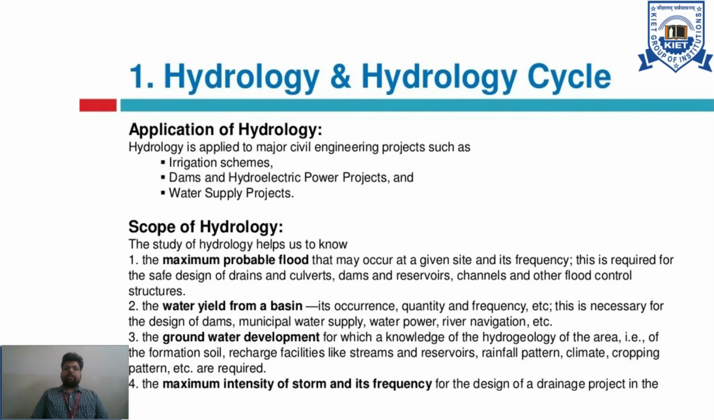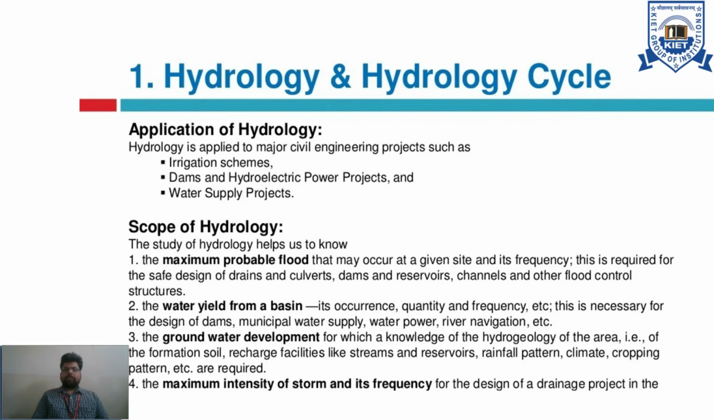Heading towards the application of hydrology, hydrology is applied to major civil engineering projects such as irrigation schemes, dams and hydroelectric power projects, and water supply projects. So, we can use the subject of hydrology in finding out different irrigation schemes, different dam and hydroelectric power plant projects, and water supply projects. Now, the scope of hydrology is not limited to any one stream. It basically cuts across the different streams as subjects.